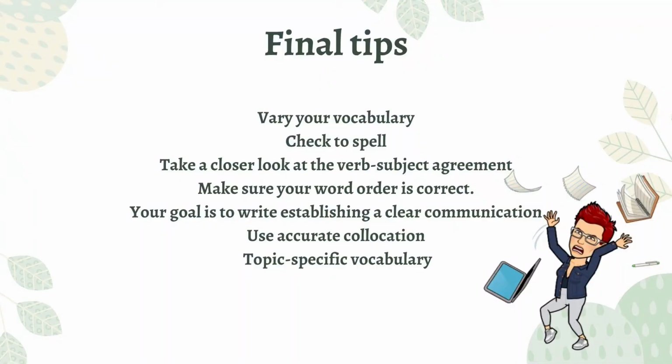Some final tips you may want to write down for your IELTS Task 1. Self-correction checklist. Vary your vocabulary. Check your spelling. Take a closer look at the verb-subject agreement. Make sure your word order is correct. Your goal is to write establishing a clear communication. Use accurate collocations and work with topic specific vocabulary.